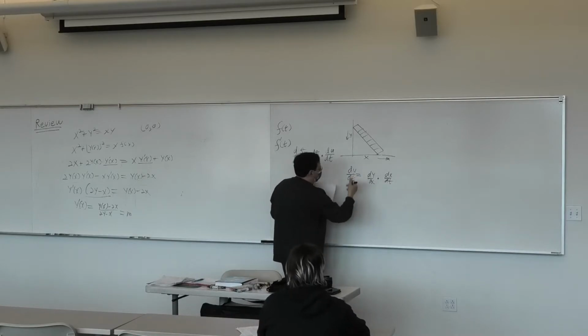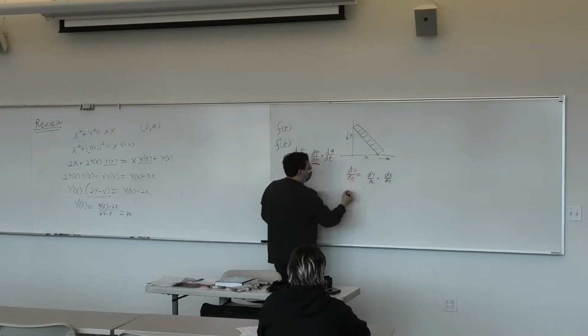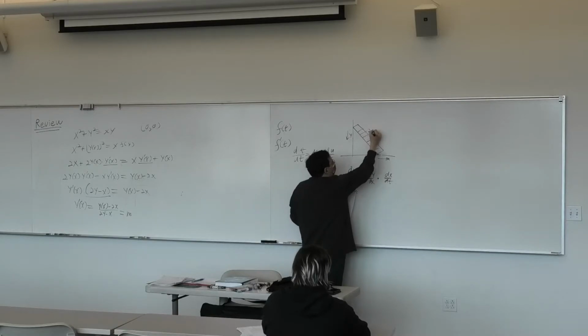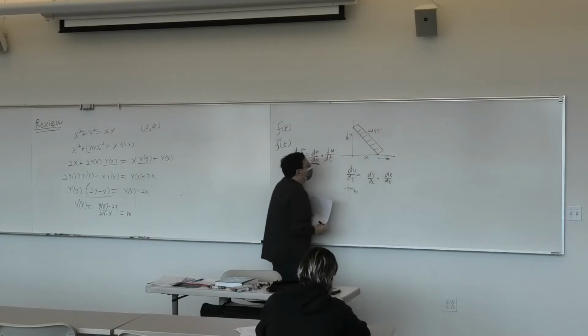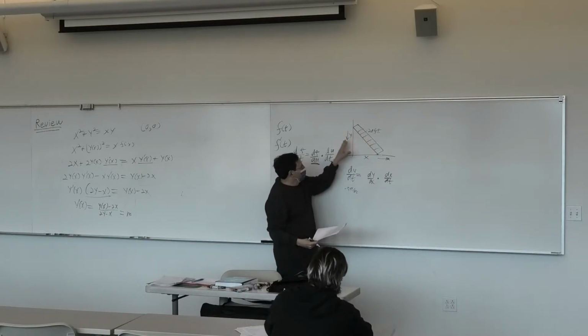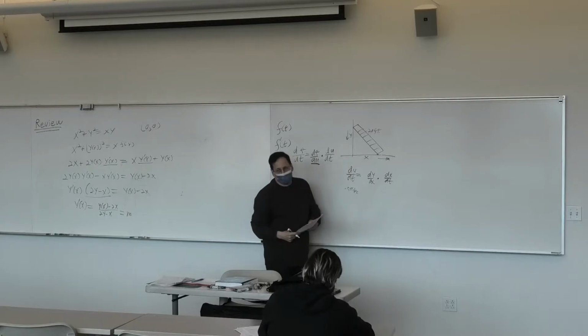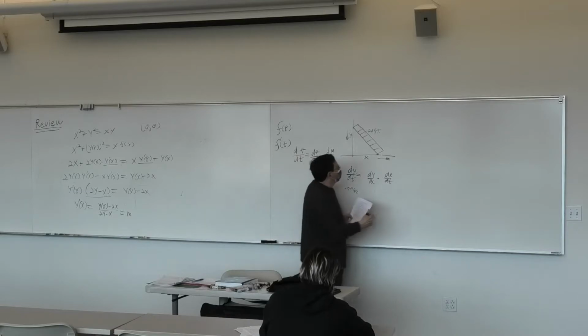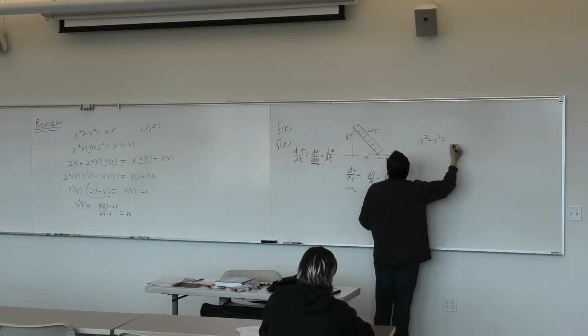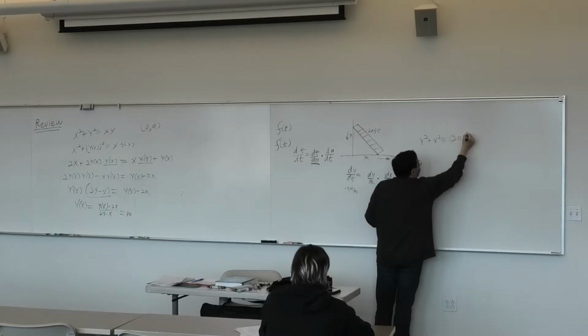So let's just throw some numbers here. dy dt is negative 5 feet per second. And we'll have a long ladder that's 20 feet. So now to find dy dx, we need some relationship between y and x. But we have one. We have the Pythagorean relationship. We have y squared plus x squared equals 20 squared.